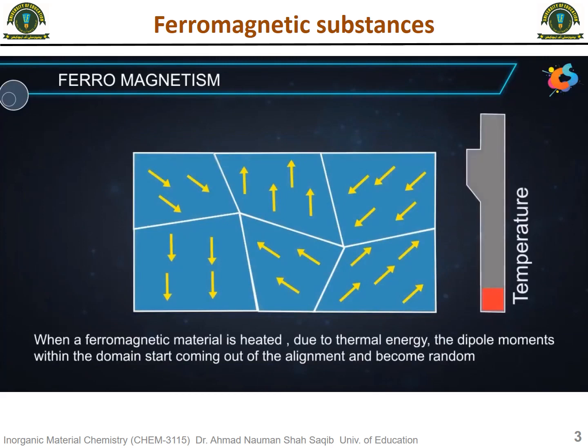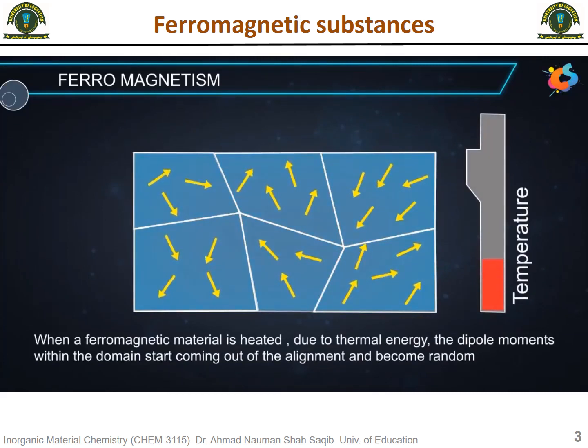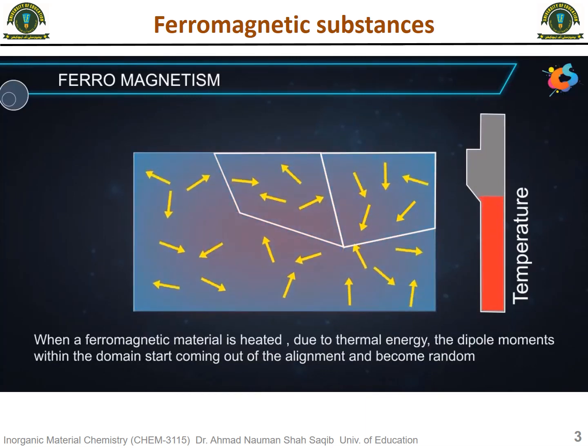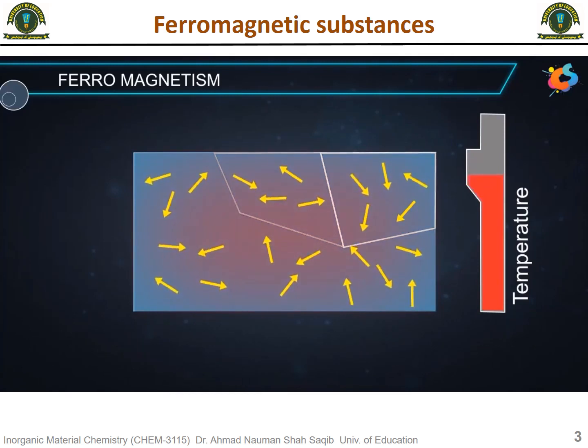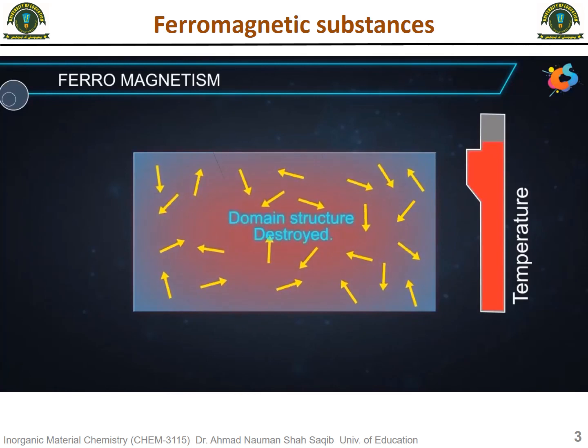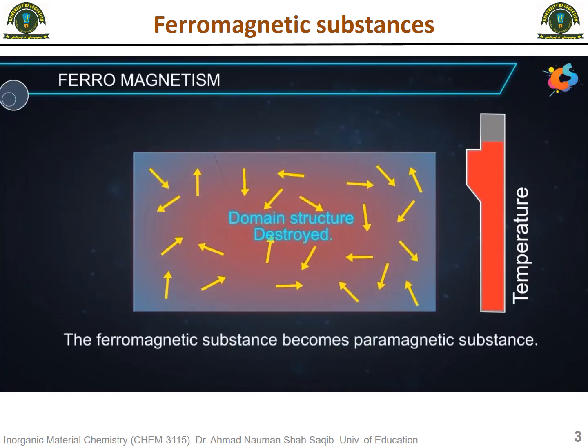When a ferromagnetic material is heated, due to thermal energy the dipole moments within the domain start coming out of alignment and become random. The randomization goes on increasing. Then, at a particular temperature, the domain structure becomes completely destroyed and the ferromagnetic substance becomes a paramagnetic substance. This particular point is called the Curie Point.